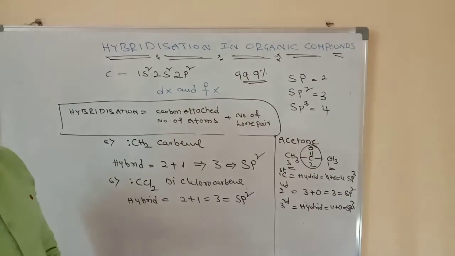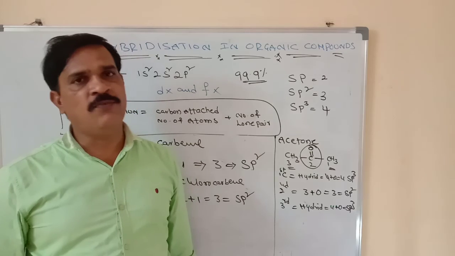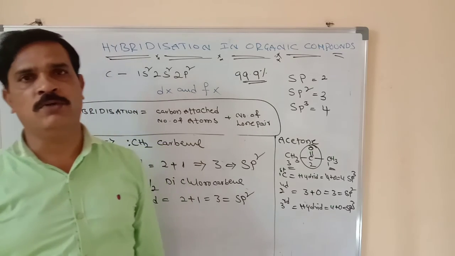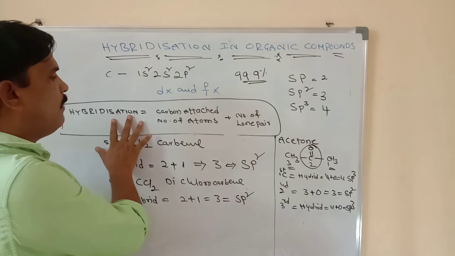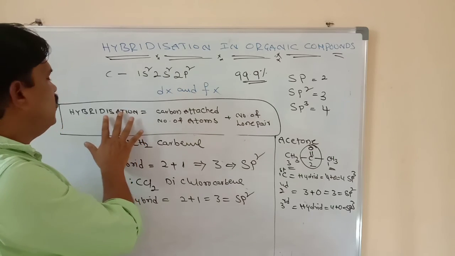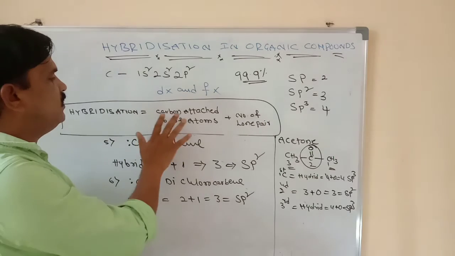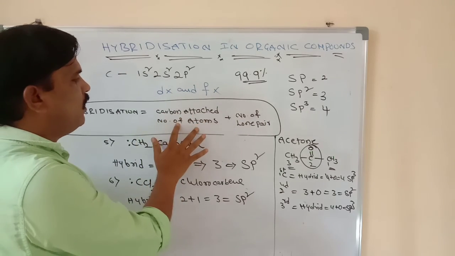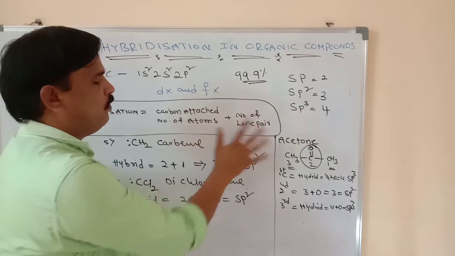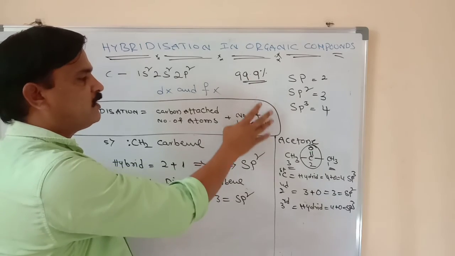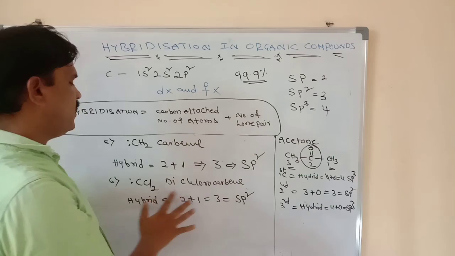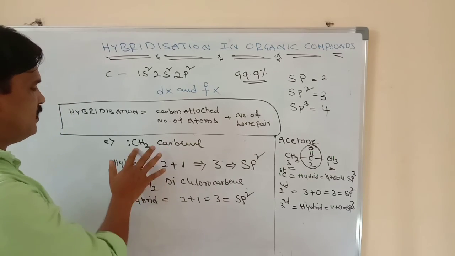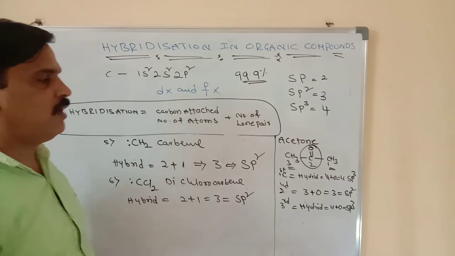So this is about hybridization in various organic compounds. Just follow this trick: hybridization is equal to the number of atoms attached to carbon plus the number of lone pairs. In 99% of cases, carbon doesn't have lone pairs. If lone pairs are there, follow examples like carbene and dichlorocarbene.